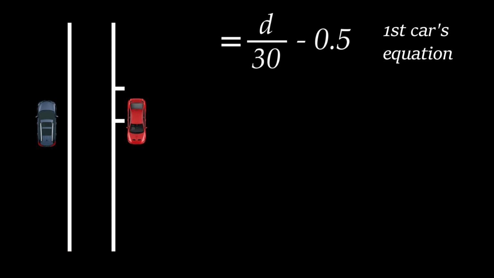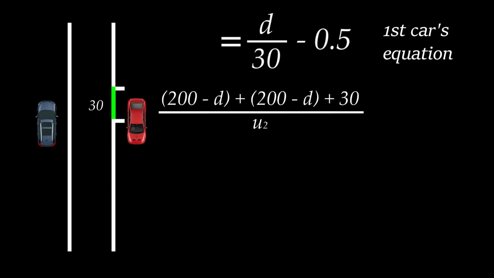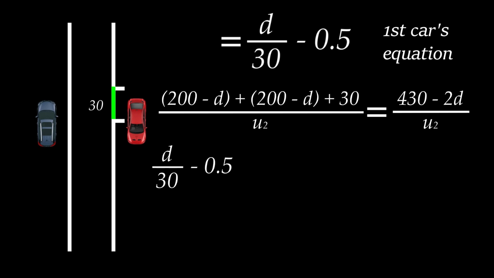Now we go to the second car. The distance it traverses when reaching the second meeting point will be this distance here, which is 200 minus d. It traverses it twice, plus this distance here, which is 30. So altogether it's going to be (200 - d) plus (200 - d) plus 30, which simplifies to 430 minus 2d. So the equation will be (430 - 2d) over v2. Since t1 equals t2, as we said in the first equation, the equation then becomes d over 30 minus 0.5 equals (430 - 2d) over v2.